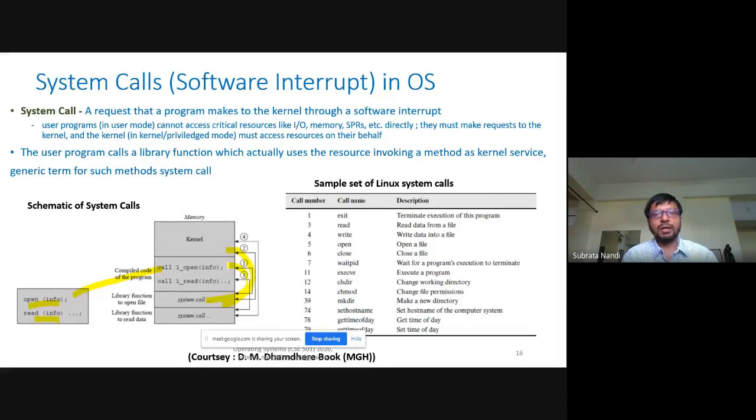Like when we want to create a process, we call fork. So you can directly make a system call, or when you call a library, the library can make some calls in turn. And this is a representative list of system calls. There are many such system calls provided in Unix or Linux type operating systems.